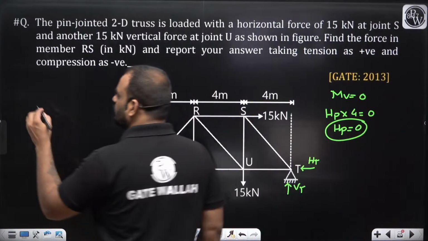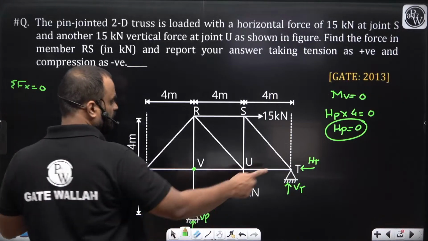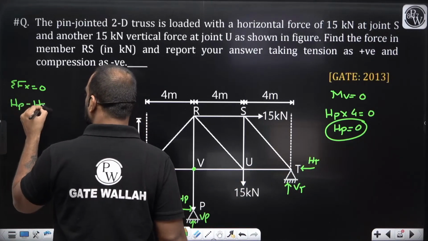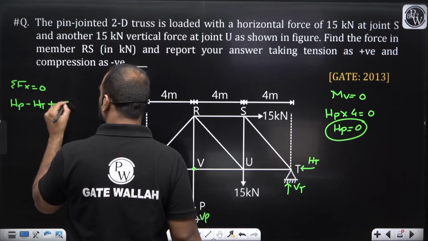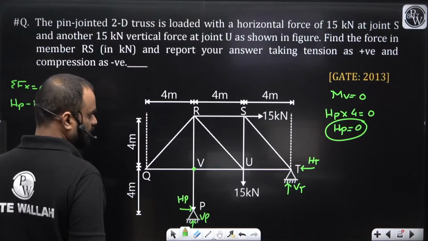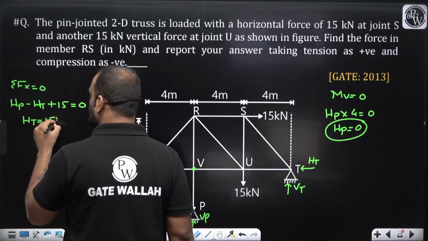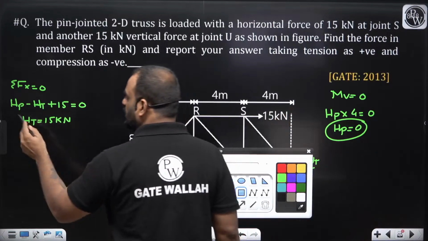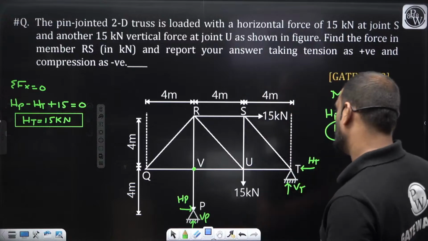Now guys, we will try to write down summation Fx is equal to 0, by which we will get the value of HT. So HP minus HT plus 15 is equal to 0. Clear? So HT is equal to how much? It is 15 kilonewton. HT is 15 kilonewton. Okay, sir.